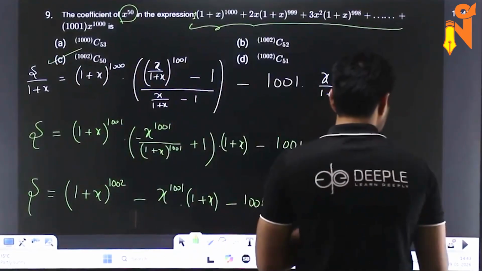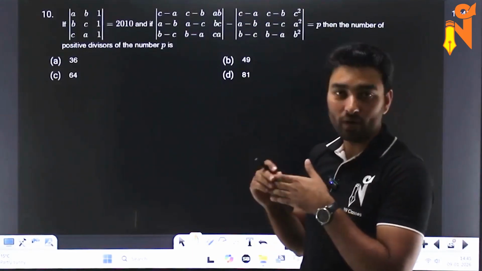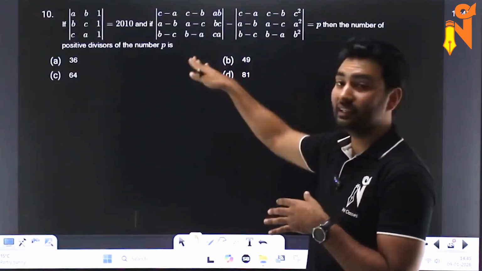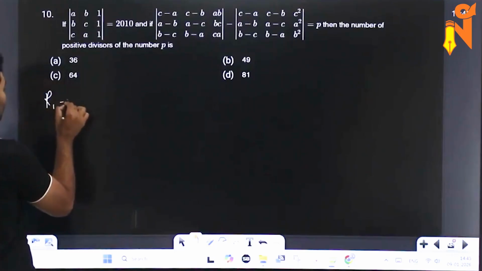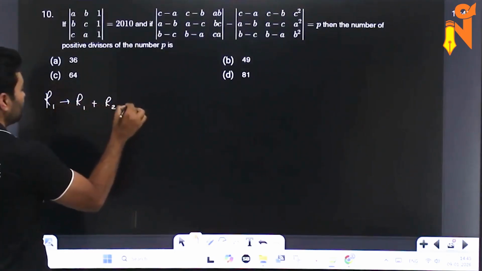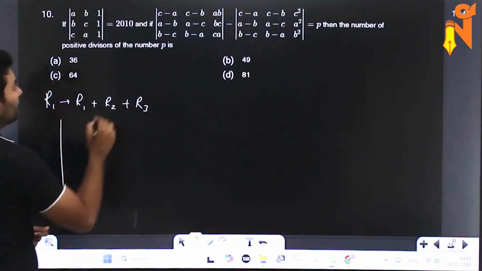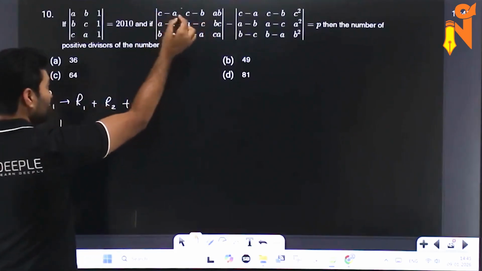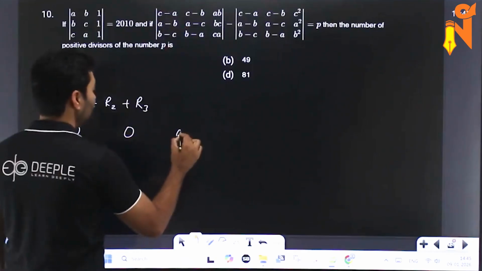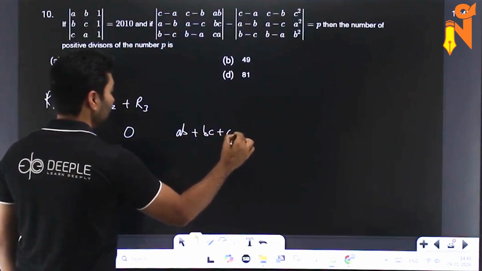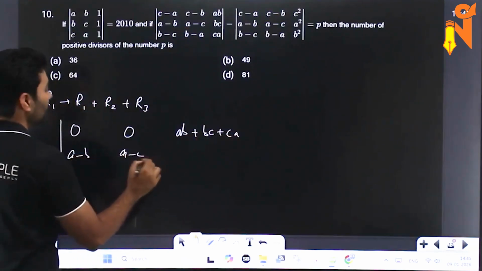Okay, next. So this question is also very simple. Here I want to apply row and column transformation. Don't open this expression directly. A better option is R1 as R1 plus R2 plus R3. This is a much better option. So what will you get? You will get 0 here, and here AB plus BC plus CA. Then here A minus B, A minus C, no change.